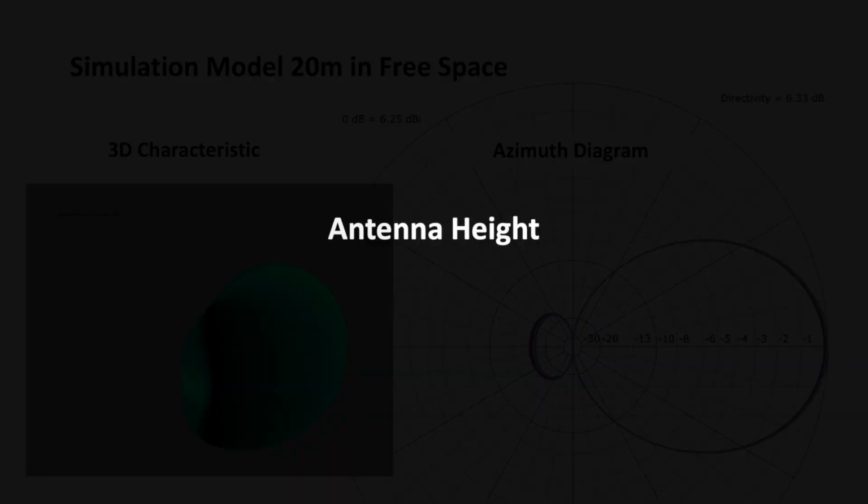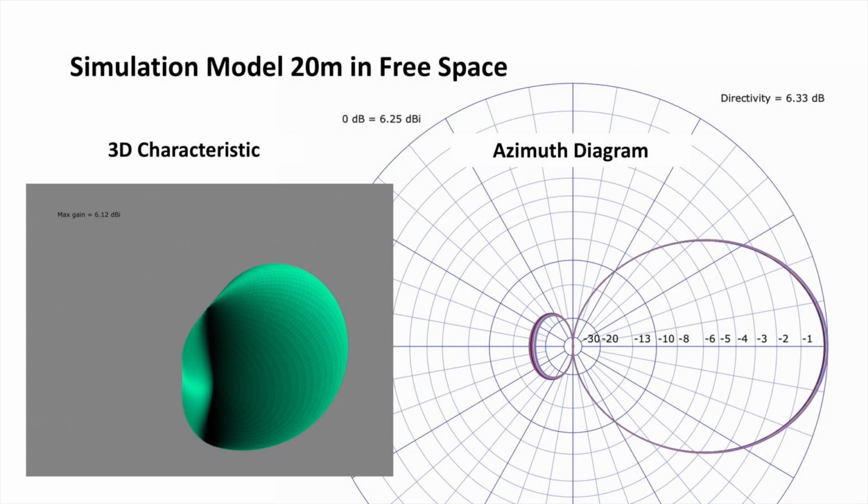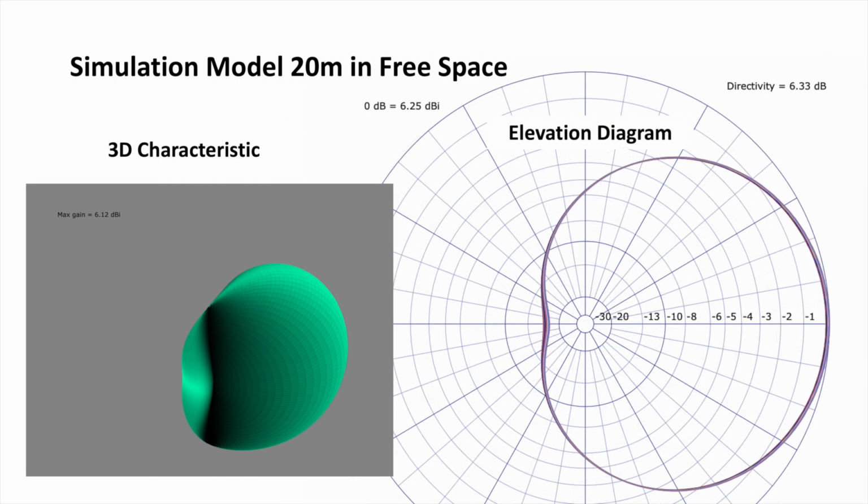It's always good to know what the radiation pattern of an antenna would look like in free space. That's why I show the 3-dimensional radiation characteristics and the azimuth diagram here. Then we also have the elevation diagram, which is much wider. The gain is just over 6 dB, so the antenna has a good directivity, at least for this frequency range.